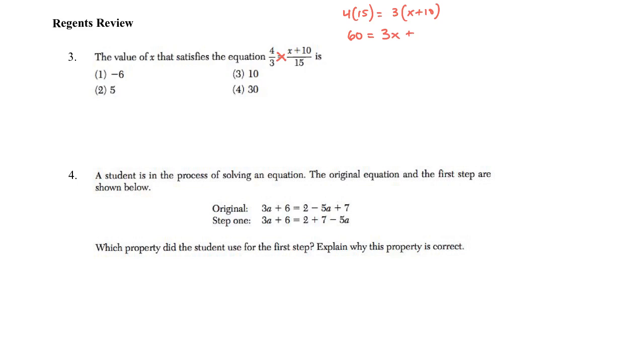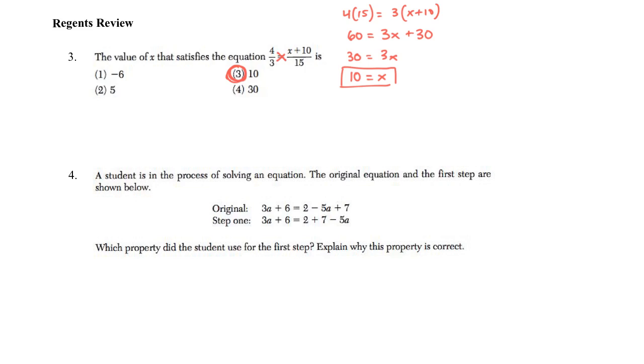I get 3x plus 30, and now I have a simple equation to solve. Minus 30 on both sides. Divide both sides by 3, and there's my solution right there. Found it. Okay, another way.